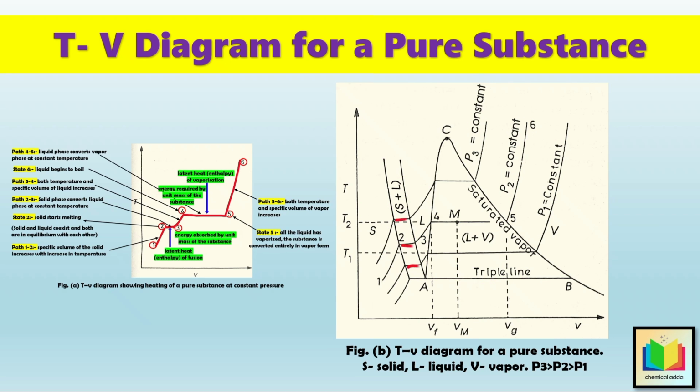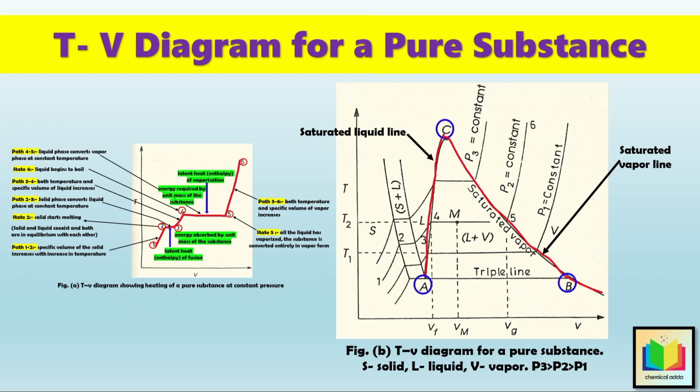Then, along the path 2 to 3, a phase transition from solid to liquid occurs. And, along the path 4 to 5, a phase transition from liquid to vapor occurs. Next, the states 2, 3, 4, and 5 represent the saturated states where the phase transition either begins or ends. Then, the curve AC represents the saturated liquid line, and the curve BC represents the saturated vapor line.